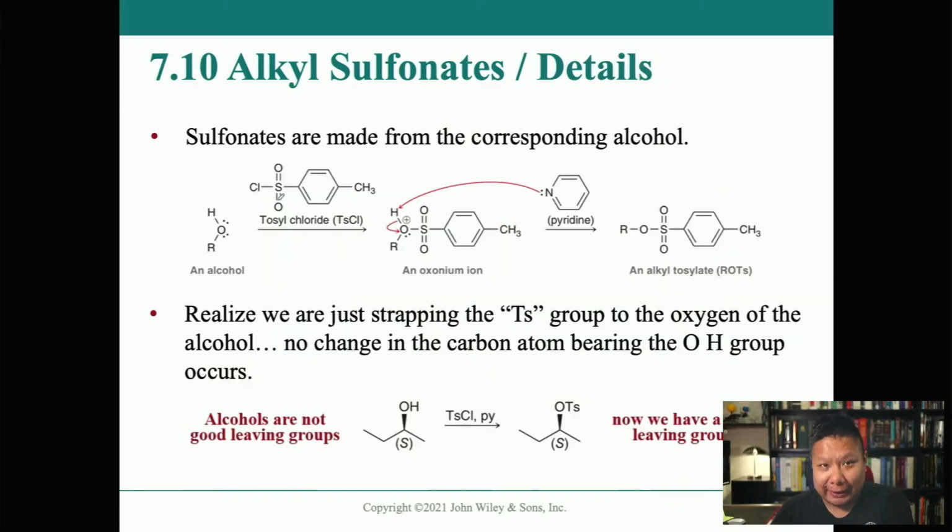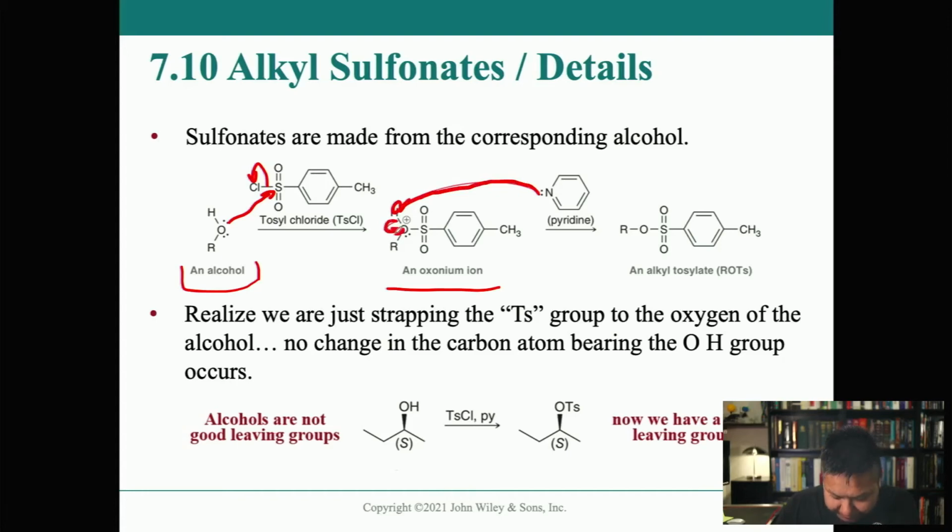Sulfonates are made from corresponding alcohols, right? So you can have an alcohol here, and the alcohol can do a little substitution reaction where it does a nucleophilic attack on that sulfur there, and then the chlorine leaves. And so you get this oxonium ion. A pyridine can come over here, pull off that proton from the alcohol right there, and that bond comes down, neutralizing that oxygen from positive to neutral charge, restoring its missing electrons. And that gives you alkyl tosylate.